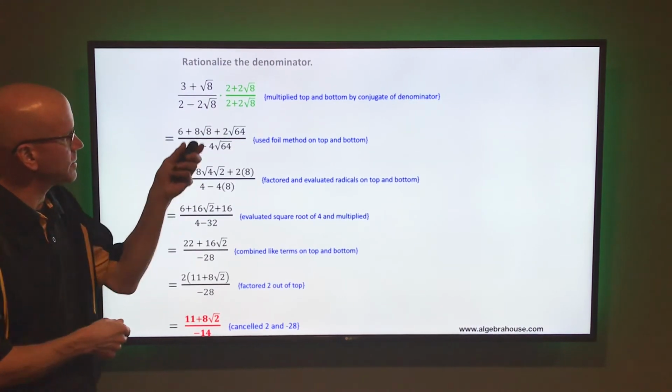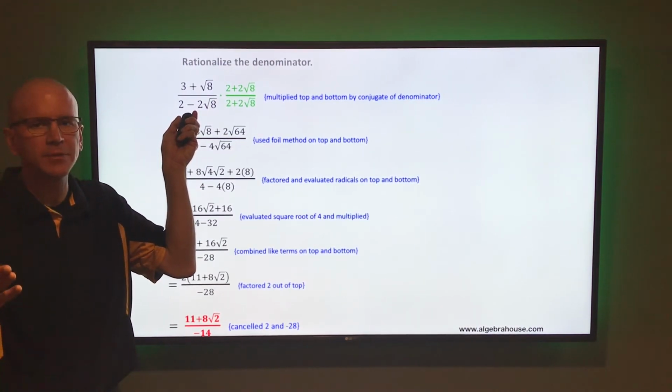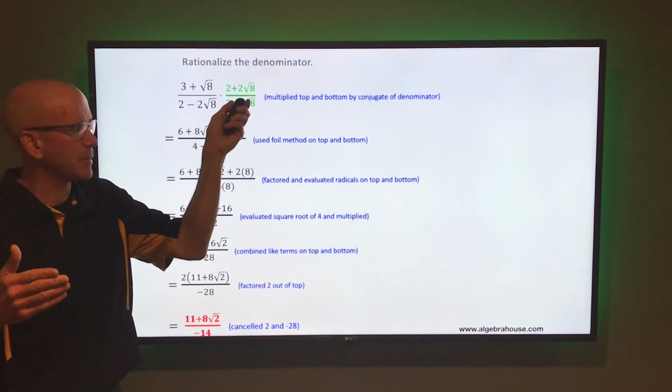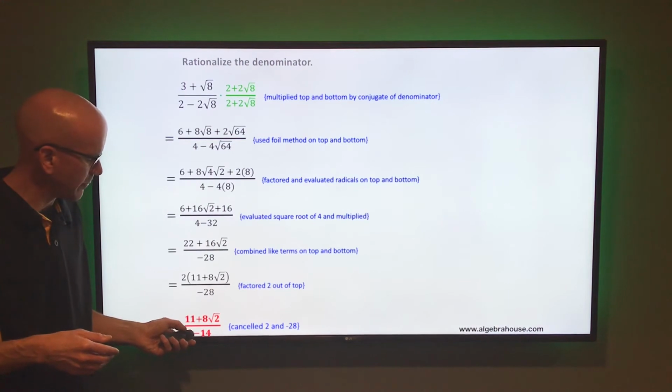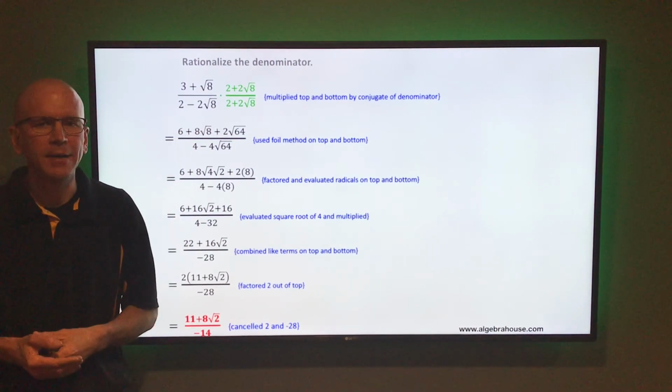We rationalize that denominator by getting rid of the radical signs from the denominator, multiplying the top and bottom by the conjugate. We made that denominator into a rational number, which is negative 14. We got rid of the radical signs from the denominator.